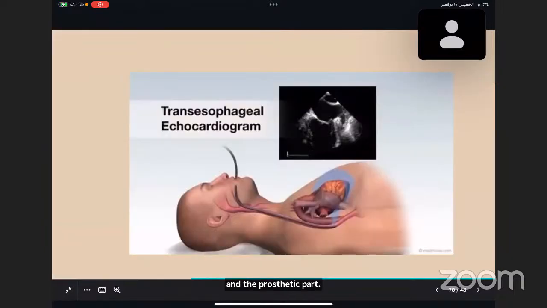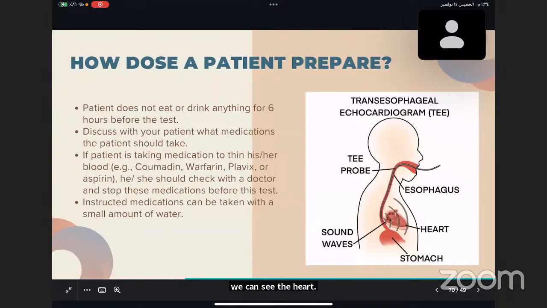Okay, this is the transesophageal echocardiogram technique. The transducer is passed from the mouth through the esophagus, and then we can see the heart behind the esophagus. How does the patient prepare for the transesophageal echocardiogram? The patient does not eat or drink anything for 6 hours before the test.